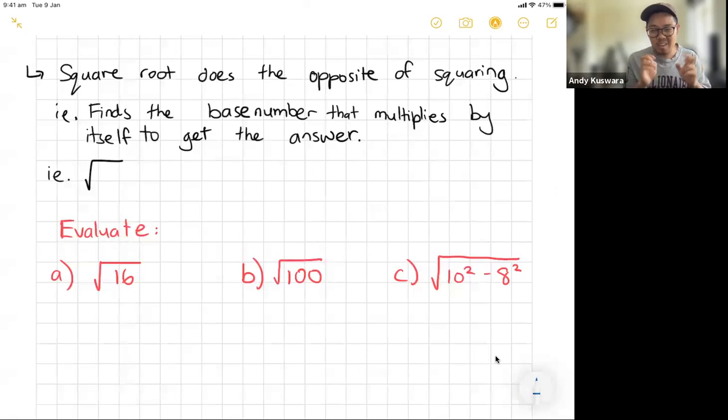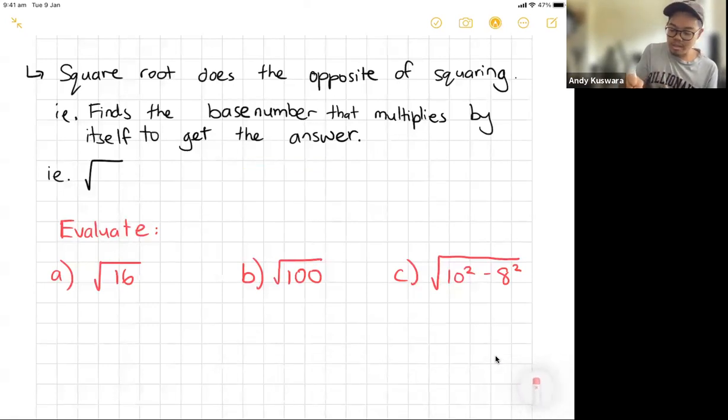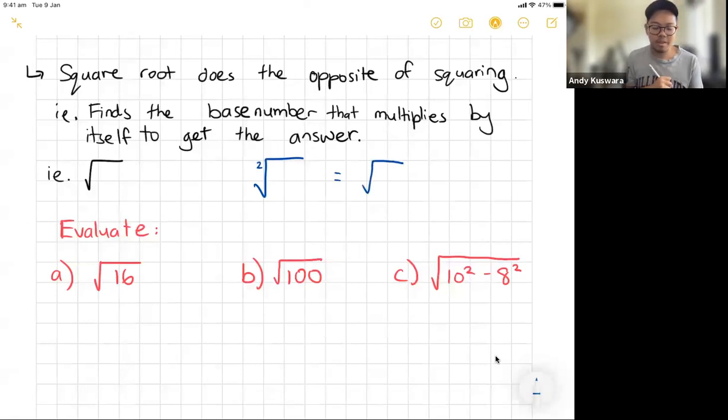It finds the base number that multiplies by itself to get the answer, right? So you've got a square root and it kind of looks like that. Now, don't get it confused with this. That's your division. Your square root is a little bit pointier and it's got that little tail. Okay, now there's an invisible little 2 that they put there, and it's the exact same thing as if the 2 wasn't there. Every time you see a square root, we assume there's a little 2 there. You don't need to worry about that for now.